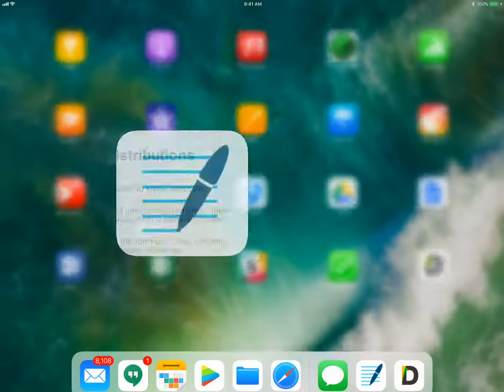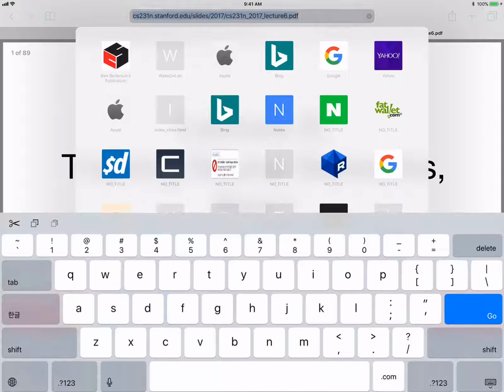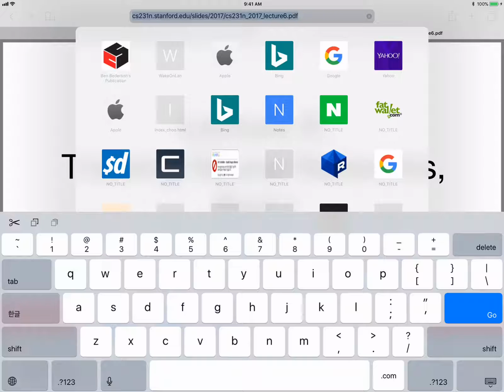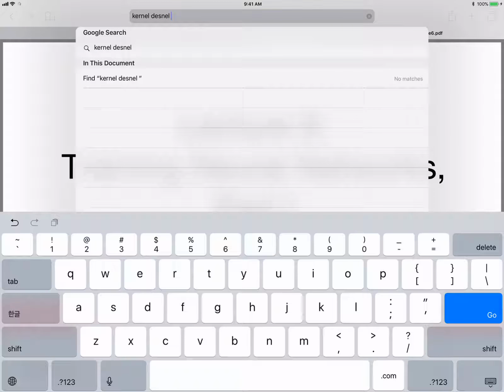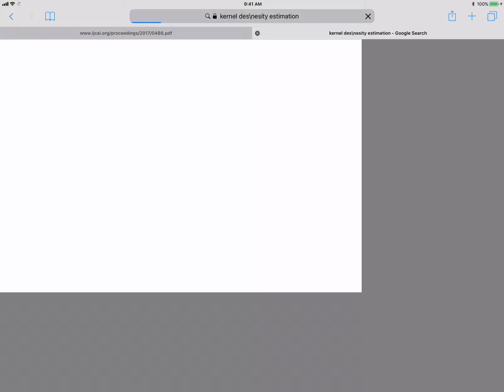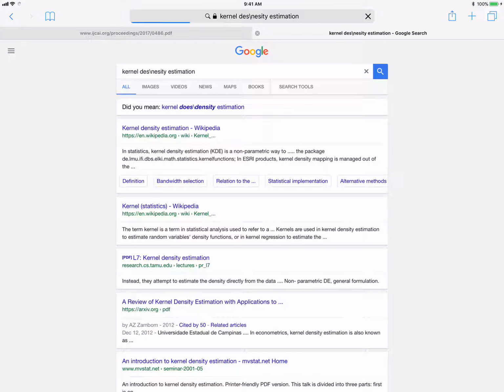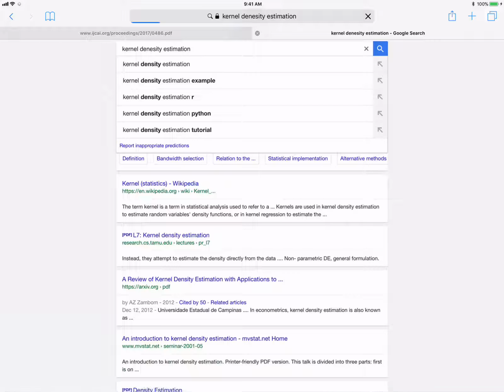Yeah. So one representative example is kernel density... let's see. Yeah, Google can fix this. Oh. Okay, let me see.